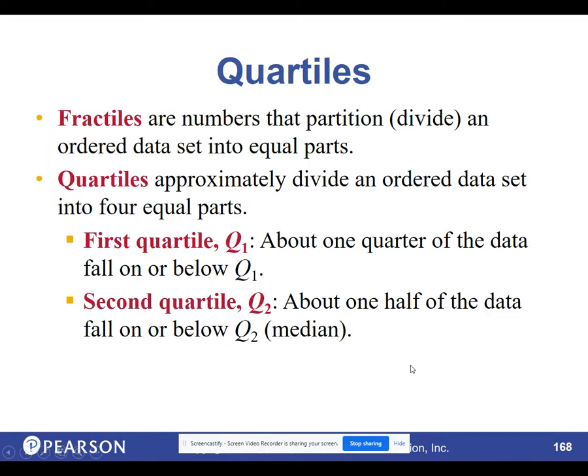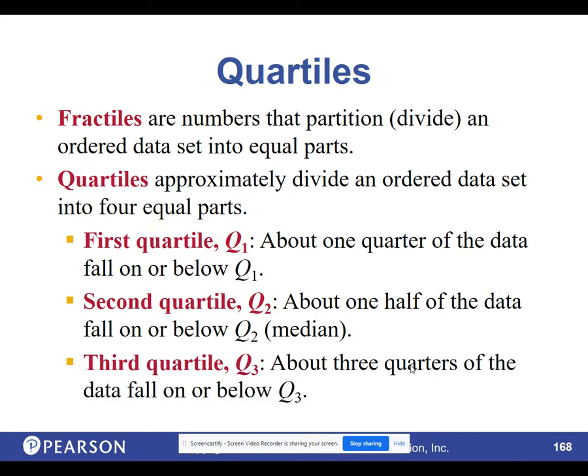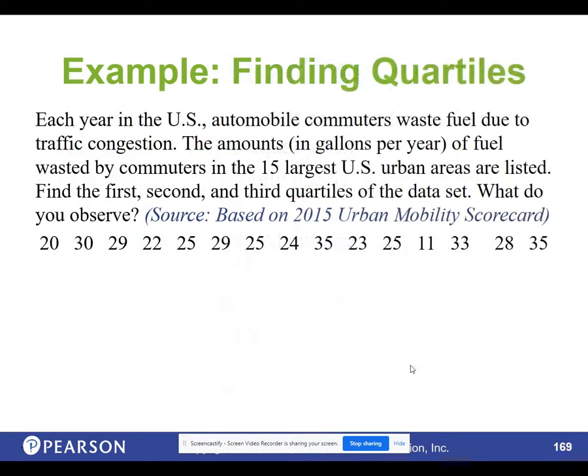Fractiles are numbers that partition, or divide, an ordered set. The one we're going to deal with the most is quartiles, where we divide the data into exactly 4 equal parts. The first quartile is about a quarter of the way up. The second quartile is about halfway, and the third quartile would be 3/4, or 75%, of the way up the data. Nothing new there. So let's find our quartiles.